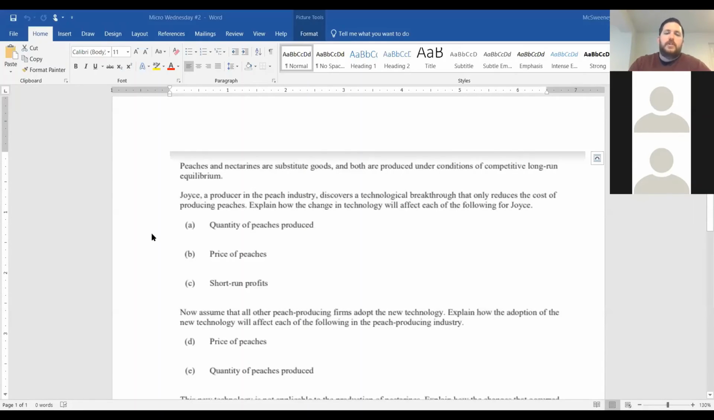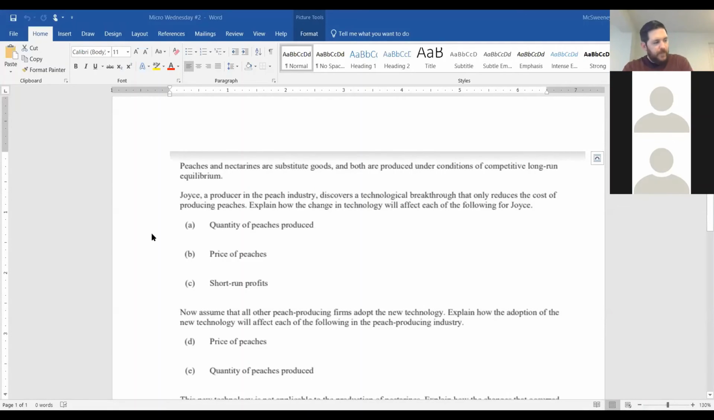So let's go back here. Now, Joyce, producer, explain how the change in technology will affect each of the following for Joyce. So A, quantity of peaches produced. We know that we're going to produce more. Okay, so the quantity is going to increase because marginal cost decreases. One of the things you have to understand here is it says explain. So you're only going to get the full point for each of these if you include the explanation. So marginal cost drops, my supply is going to increase. I'm going to produce more.